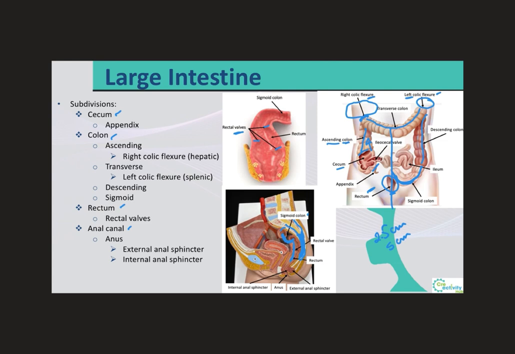And finally, food residue reaches the last part of the large intestine, which is called the anal canal, which is going to be located completely outside of the abdominal pelvic cavity. This structure will open to the exterior of the body at what we call the anus. So the anal canal includes 2 sphincters. The internal anal sphincter, which is made of smooth muscle, and its contractions are going to be involuntary, meaning that you don't have control over it.